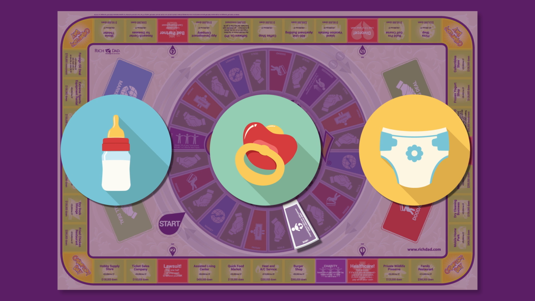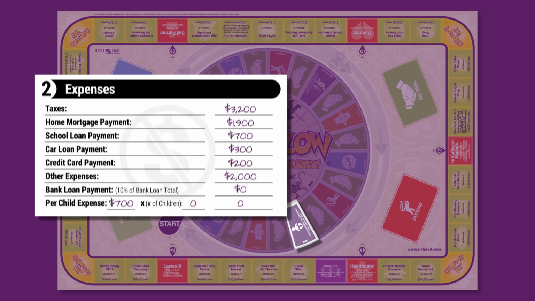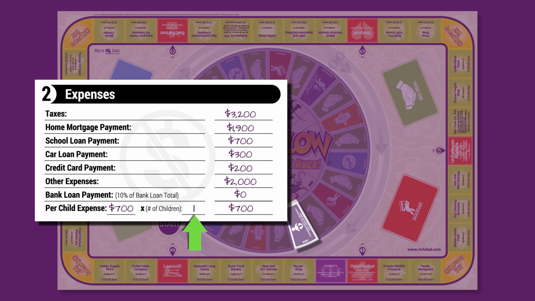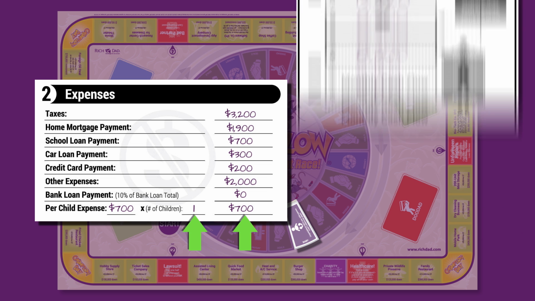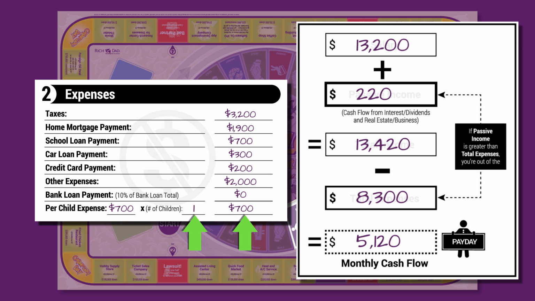The baby space. Your family has a new arrival. When you land on the baby space, do the following. Increase the number of children on your financial statement. Each player can only have a maximum of 3 children. Add the per child expense on your financial statement to your child expense in the expenses column. Multiply your per child expense by your new total number of children and add it to your total expenses. Calculate your new monthly cash flow.